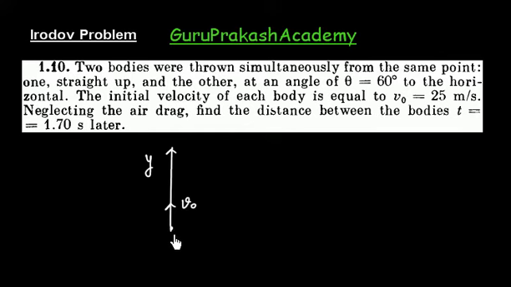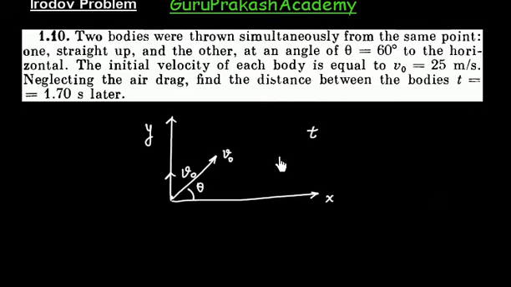And let us say this is my x-axis. So I will need this x-axis. So this is my x-axis. Another object is thrown at an angle theta, that is 60 degrees given from the x-axis, with the same velocity v0. What we have to find? We have to find, after time t, what is the separation between these two objects.